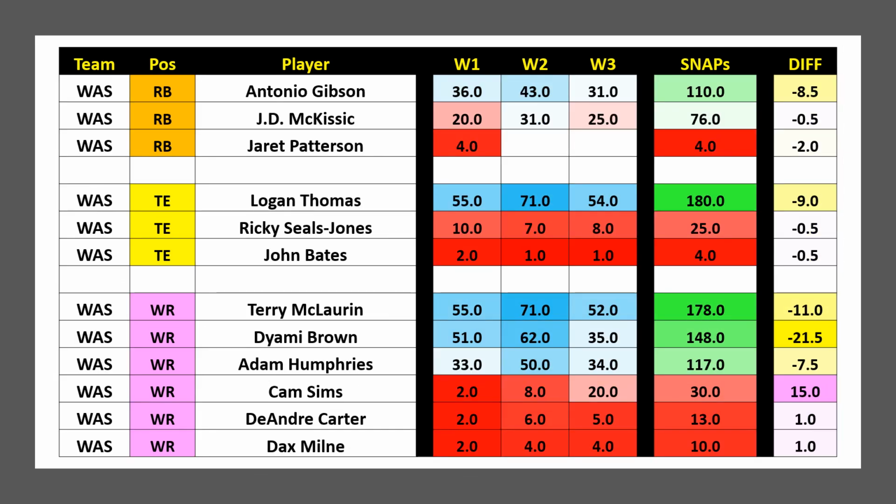I know they had a tough week. Look at the snaps. They were really down. I like to see higher snaps. Logan, fine. McLaurin, I guess Dimey Brown is worth an injury pickup only. I do have some Humphreys just in case. Not sure.